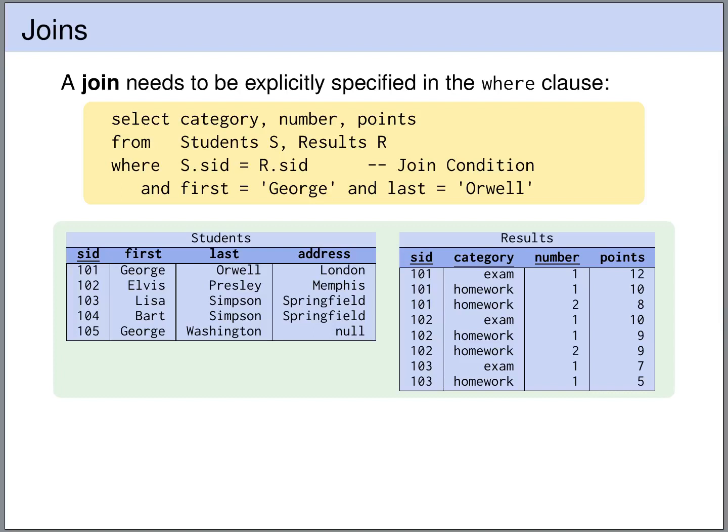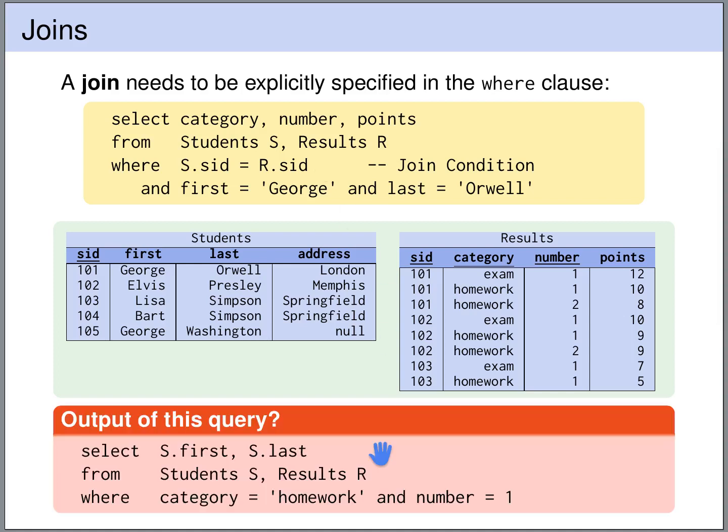This slide shows the query that we've just constructed, and here we have the join condition that correlates the rows of the students table with the rows of the results table that we want to look at. Now let's look at one more example.